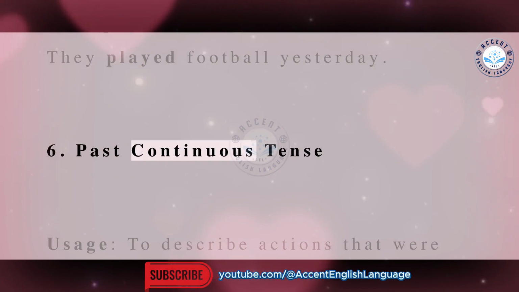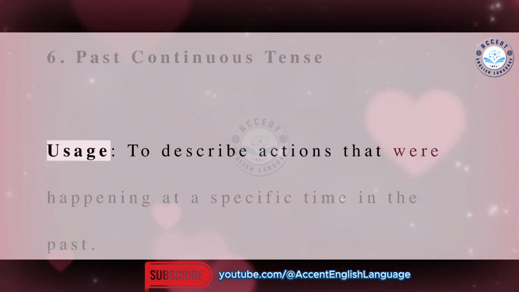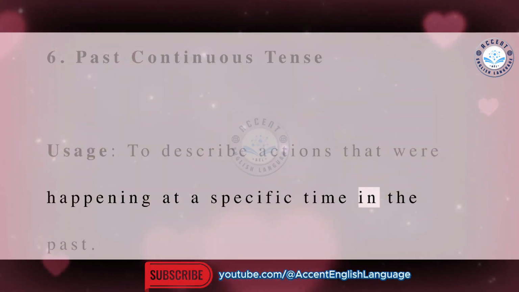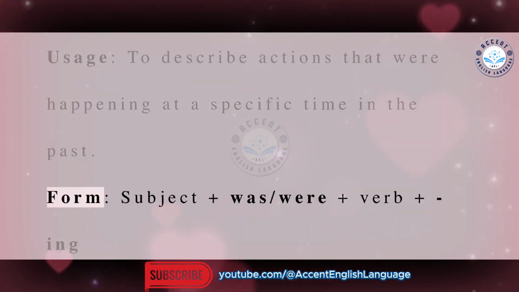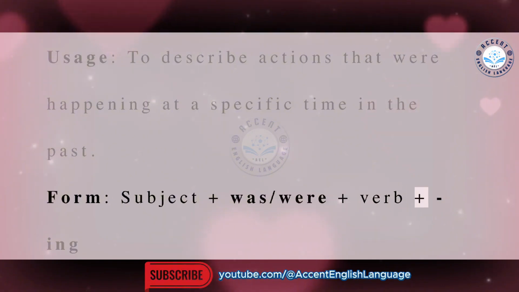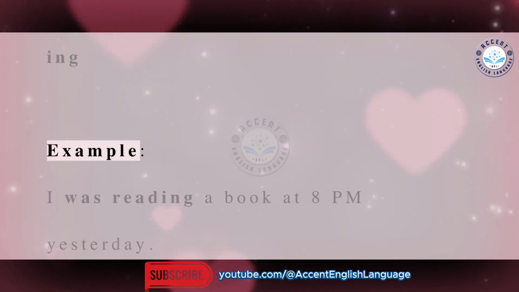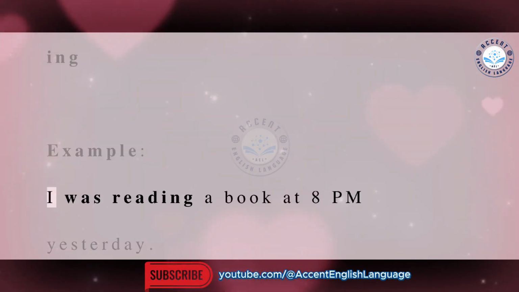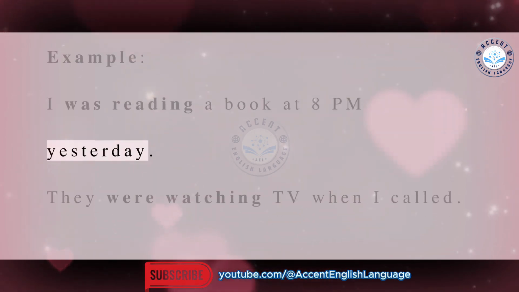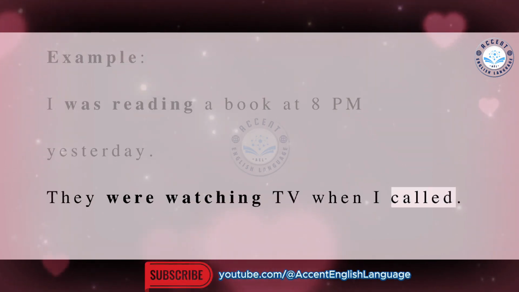6. Past continuous tense. Usage: to describe actions that were happening at a specific time in the past. Form: subject plus was, were plus verb plus ing. Example: I was reading a book at 8 p.m. yesterday. They were watching TV when I called.